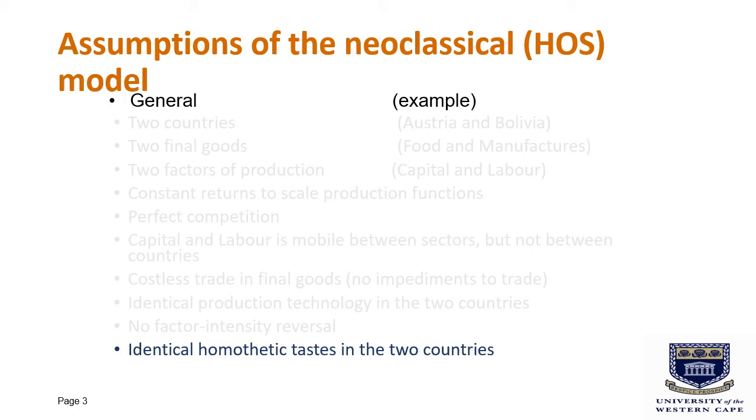And then we're also dealing with identical and homothetic tastes in two countries. What does homothetic taste mean? Identical or homothetic in a sense means that you can take demand or the consumer side and represent it in terms of a utility function. And there's a special property that you can assign to this utility function, which says that if you increase your consumption of the two goods, food and manufactures, say you double your consumption of food and manufactures, that would mean that your utility would double too. So it's homogeneous of degree 1.